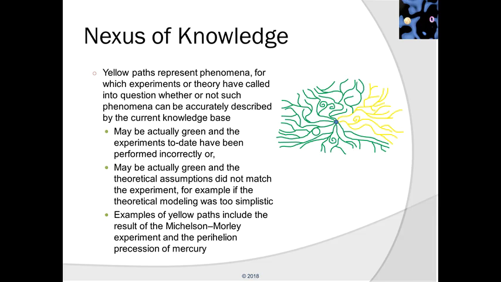These paths may actually be green, and the experiments to date have been performed incorrectly, or they may be actually green, and the theoretical assumptions did not match the experiment. For example, if the theoretical modeling was too simplistic. Examples of yellow paths include the result of the Michelson-Morley experiment and the perihelion precession of Mercury.